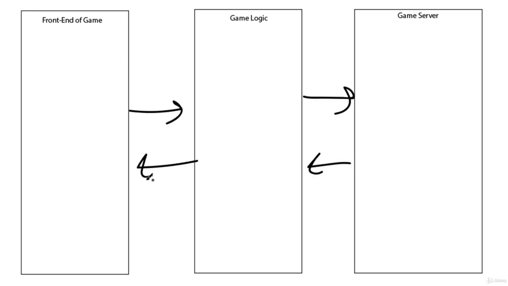So we have these two, and we have this sort of now architecture developing where we have this layer. So the front end of the game is going to connect to the game logic, and the game logic is going to connect to the server. At no point will the server touch the front end. At no point will the front end touch the server. We're always going to have this sort of buffer zone in the middle.